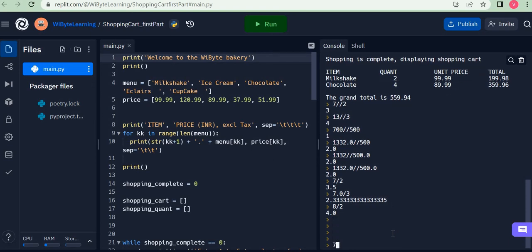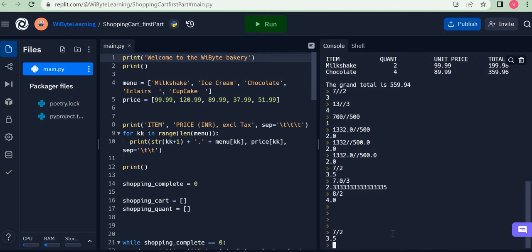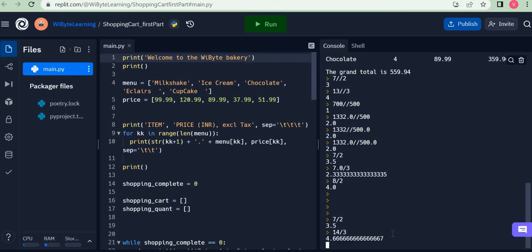Remember, if I did, let's say, 7 divided by 2, indicated by this single forward slash, I get a 3.5 because 7 divided by 2 is indeed 3.5. 2 times 3.5 is 7, and hence I get a 3.5. Now, this is a floating point number. I can try 14 divided by 3. I get, say, 4.6667. Again, a floating point number.